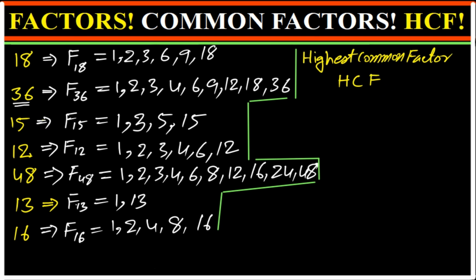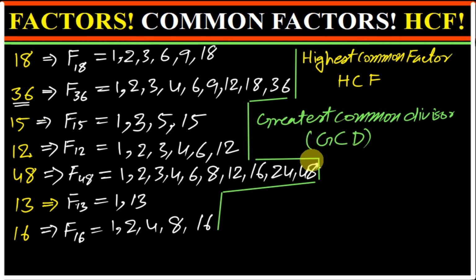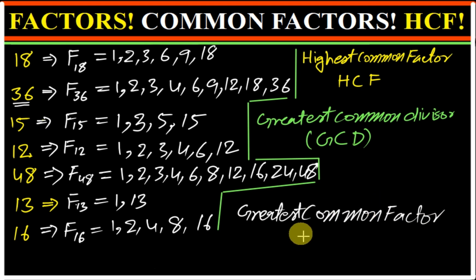Sometimes it is also called greatest common divisor, which is denoted as GCD. And another term used for HCF is the greatest common factor, that is GCF. So these are the terms used for HCF: highest common factor, greatest common divisor, or greatest common factor. So how can we find out HCF, GCD or GCF?